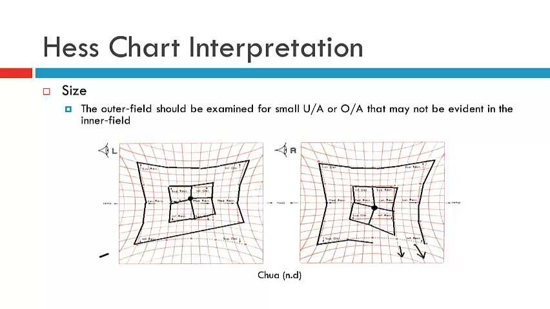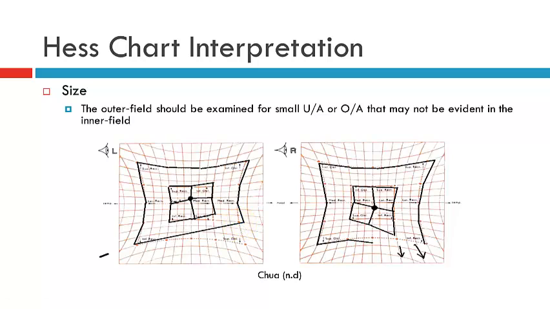In this instance, we have both the inner and the outer field plotted, but you can actually see that if you look at the left eye, the underaction noted on the inner field is much smaller than the underaction noted in the outer field. And you can see here that the deviation is 5 degrees in the inner field. And then when you've taken the patient out into 15 degrees, you've got 5, 10, 15 degrees.